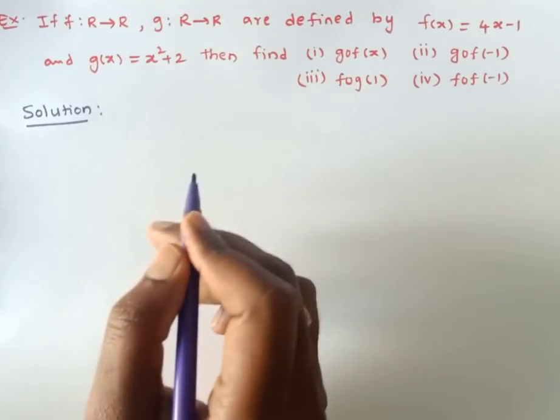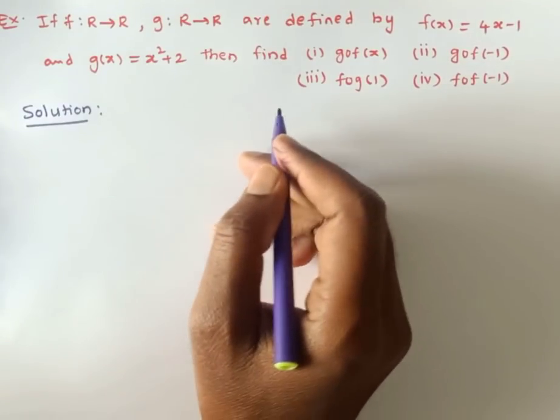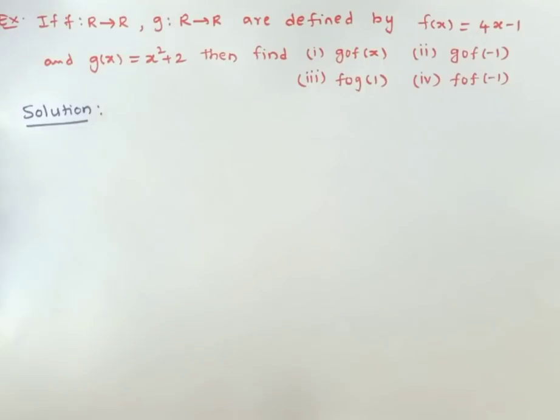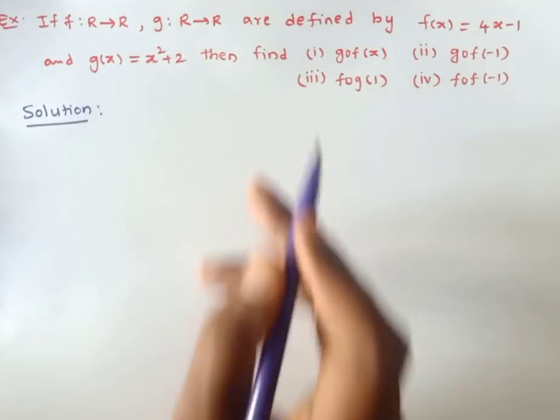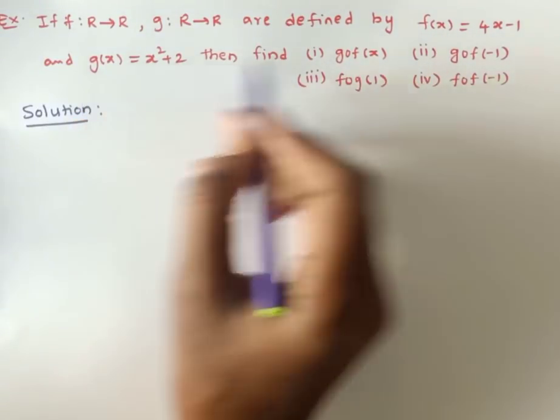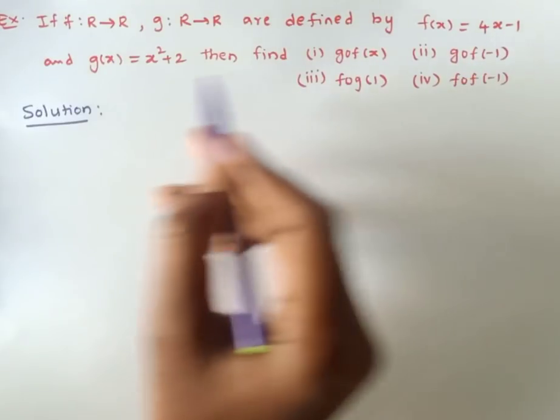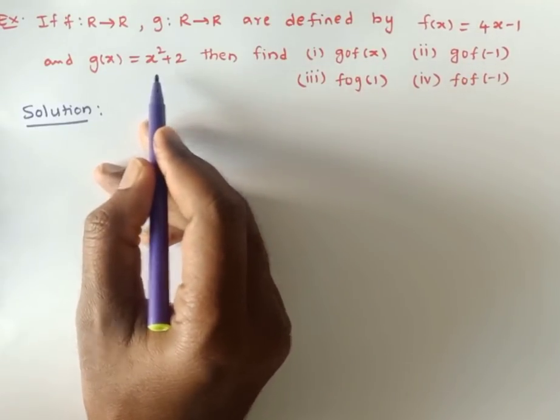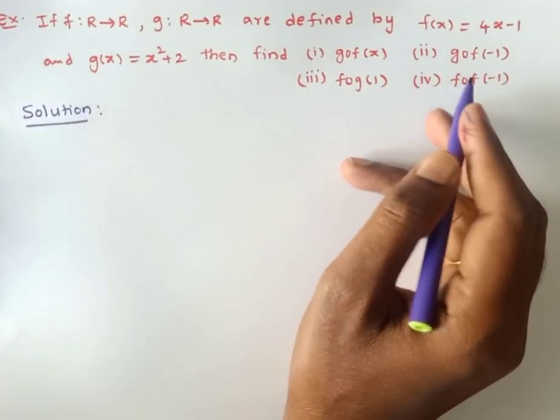We solve one more example, to get some clarity about the composition between two functions. Here f and g are defined like this: f of x is 4x minus 1 and g of x is x square plus 2. Then find these four problems.